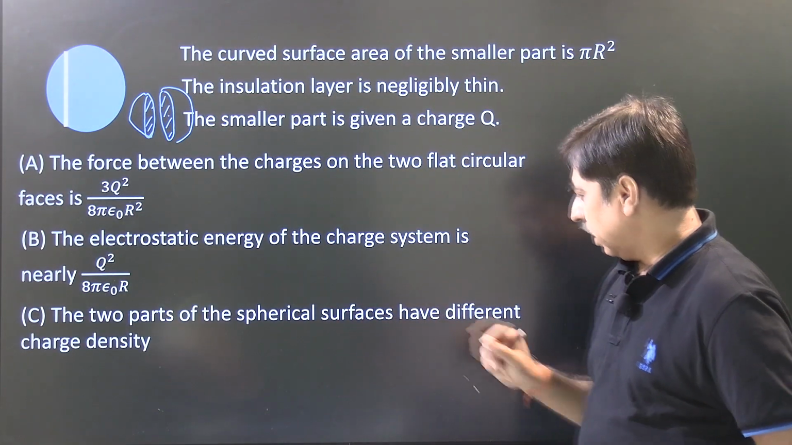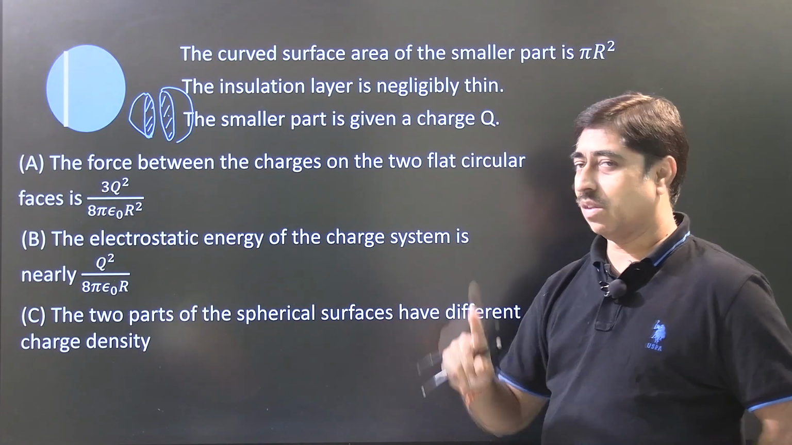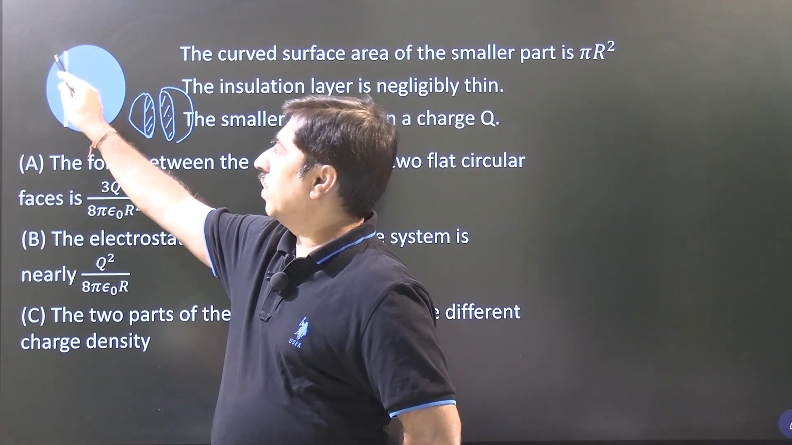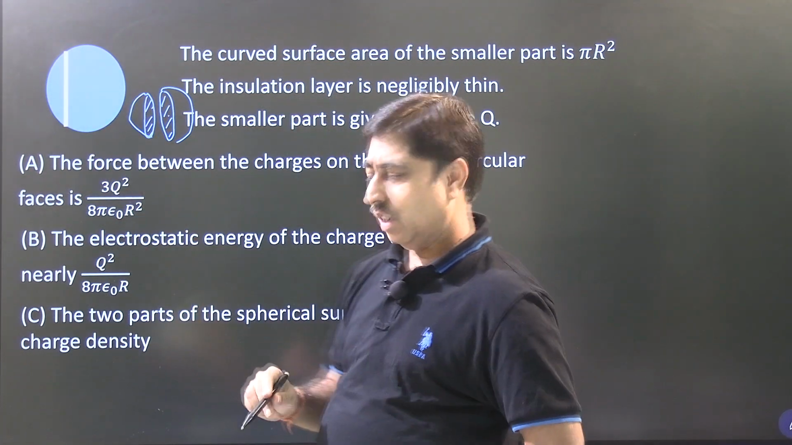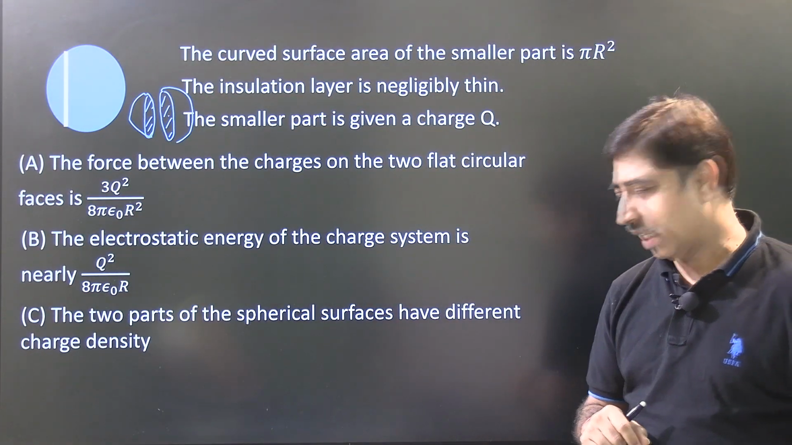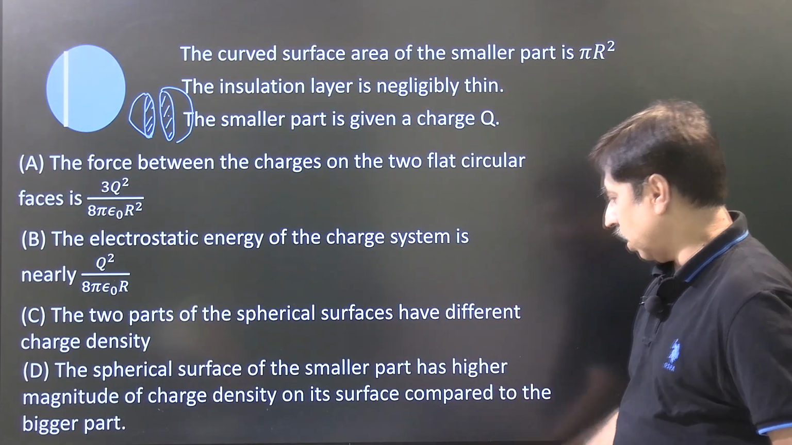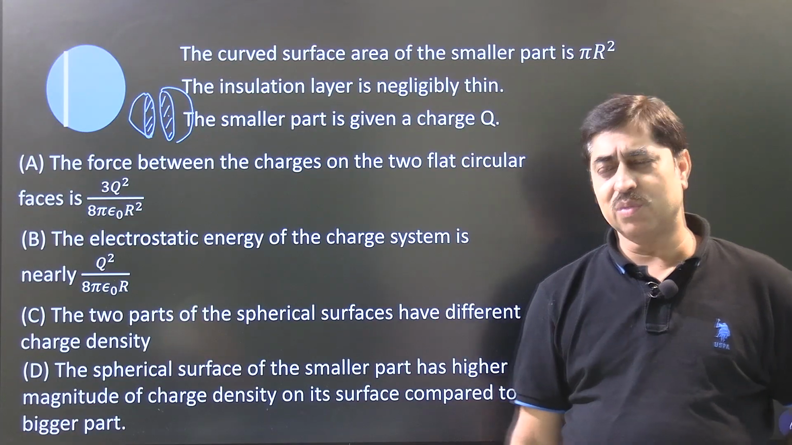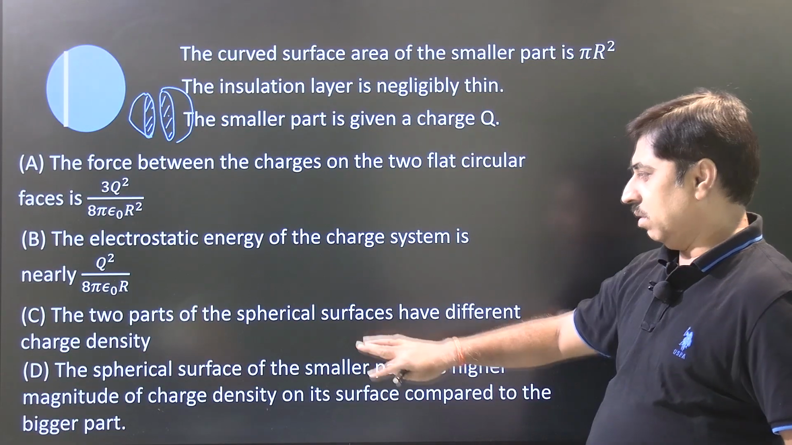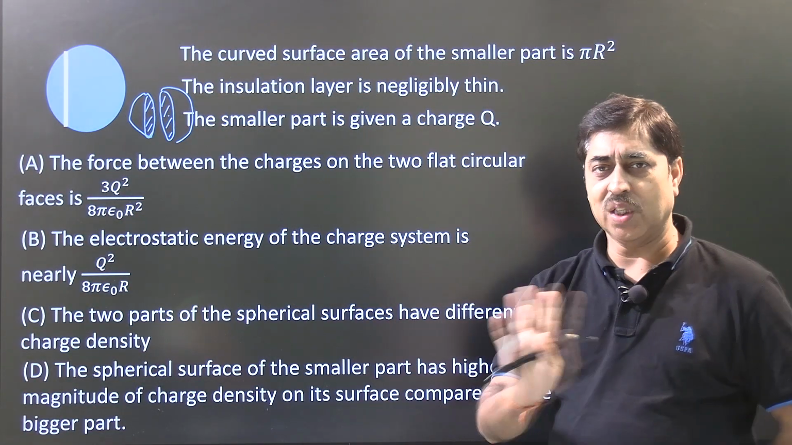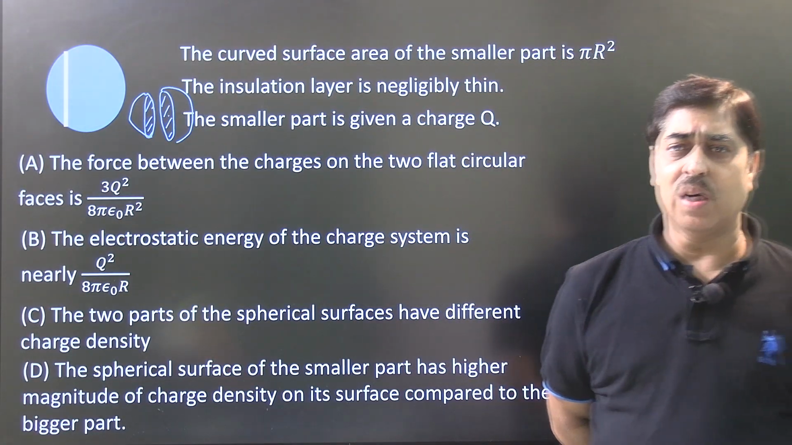The two parts of the spherical surfaces have different charge density. Spherical surfaces means these surfaces. So, whether this part and this part have the same charge density, that is what you have to decide. And the last part says the spherical surface of the smaller part has higher magnitude of charge density on its surface compared to the bigger part. That means C and D are more or less asking you one thing only, something about charge density on the spherical surface of the two parts of the sphere.